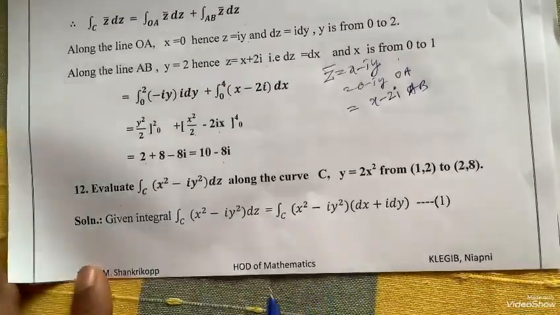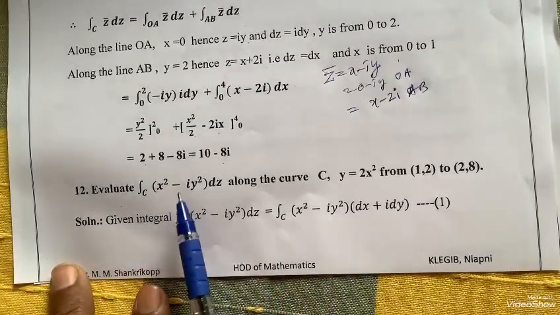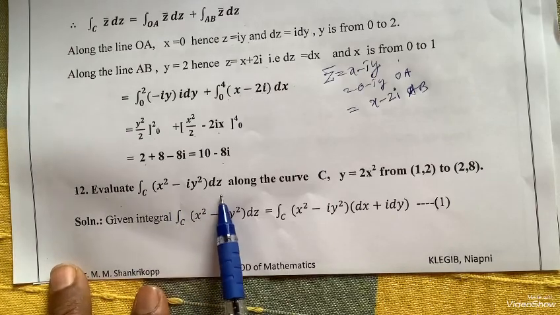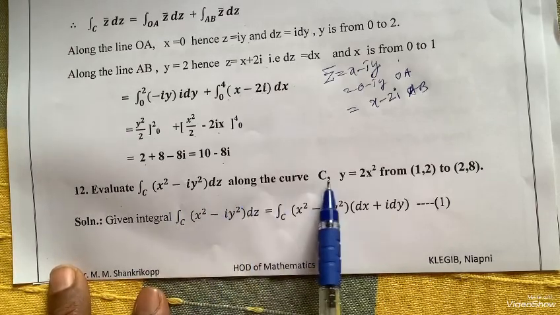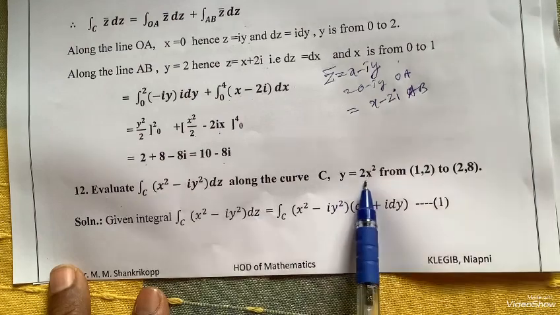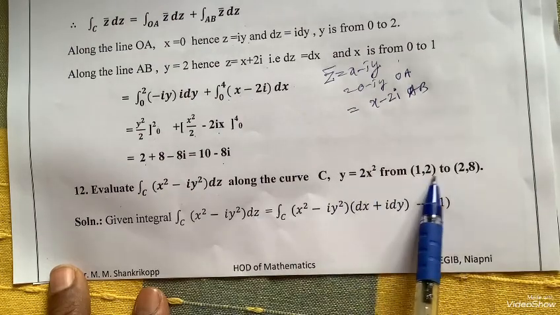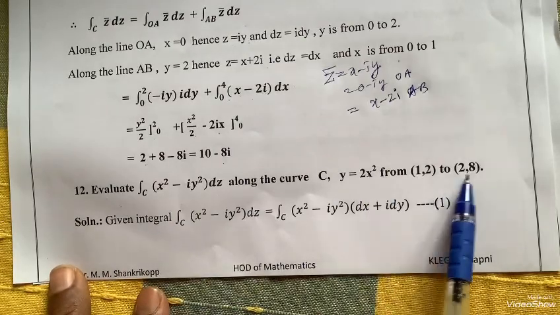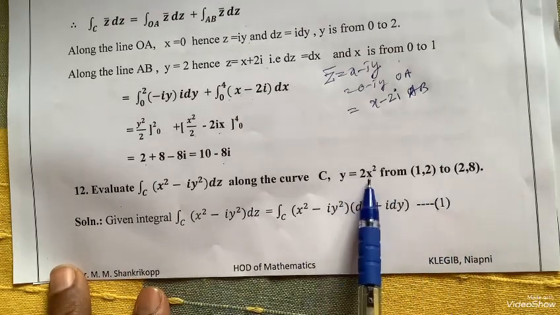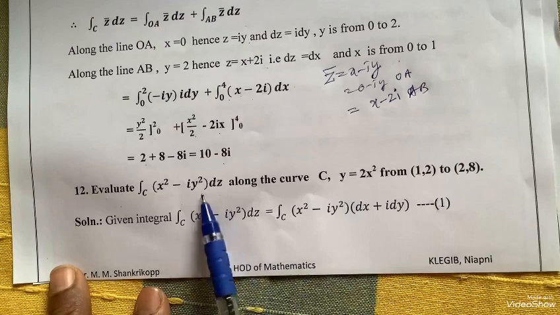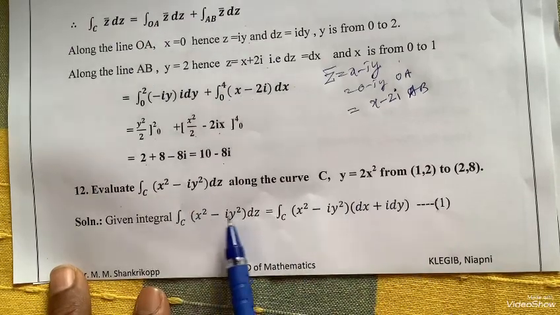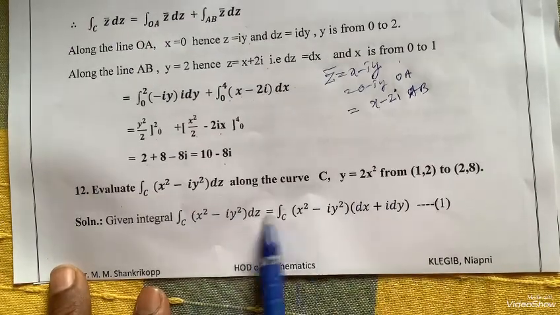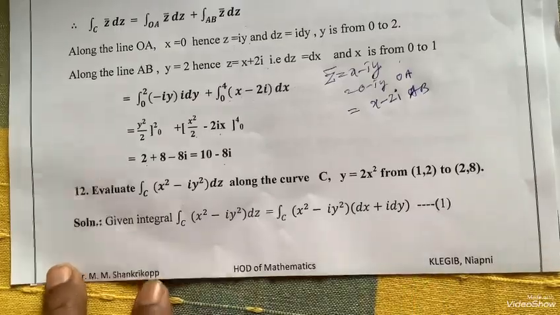Then the next one. Evaluate the integral of x square minus i y square dz along the curve C, y is equal to 2x square from (1, 2) to (2, 8). This is the curve joining the points (1, 2) and (2, 8), and this is the parabola y equal to 2x square. So now the curve is given, and the function is in the form of x and y itself. dz you just write as dx plus i dy here.